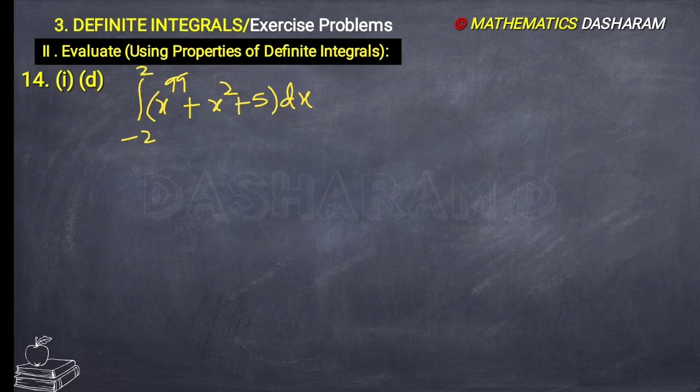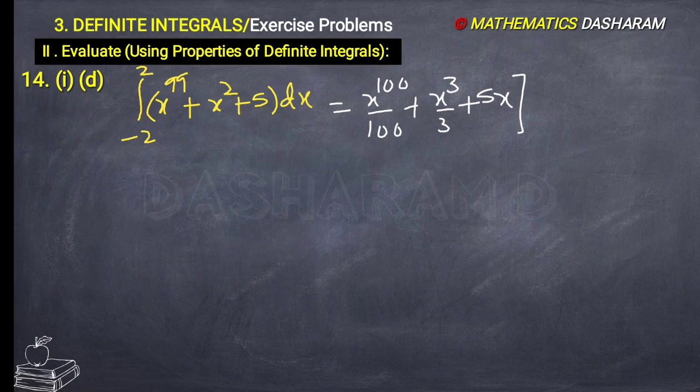Integration from minus 2 to 2 of x to the power of 99 plus x square plus 5 dx. Here we can apply the integration for each term separately as per property number 4. So the integration of x to the power of 99 becomes x to the power of 100 by 100, plus x cube by 3, plus 5x. Next, write the limits. First substitute the upper limit and next the lower limit.